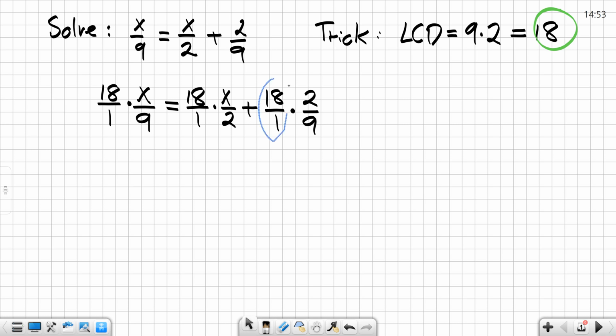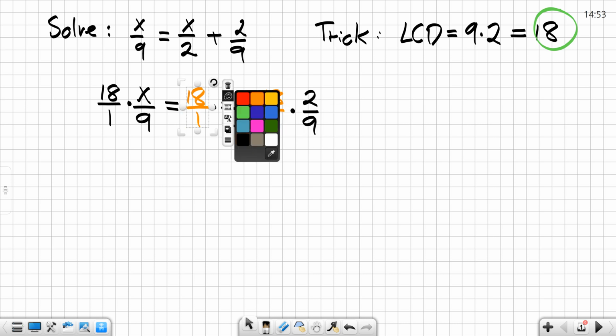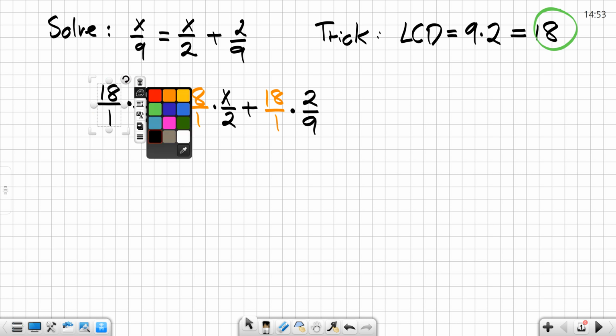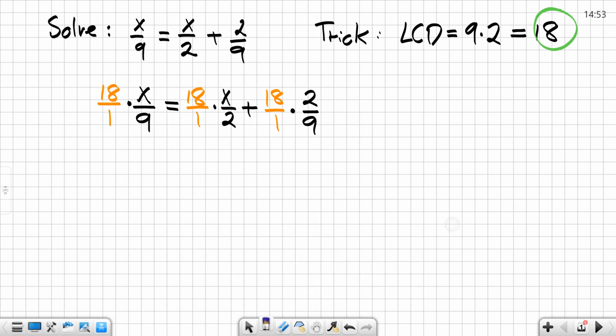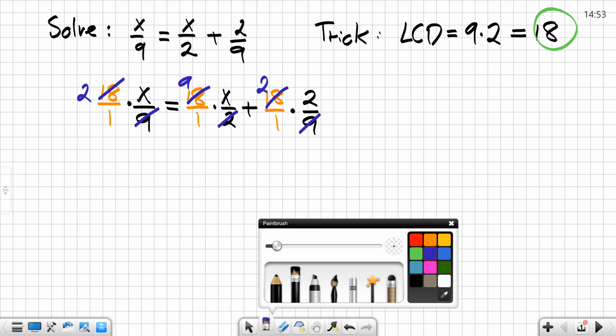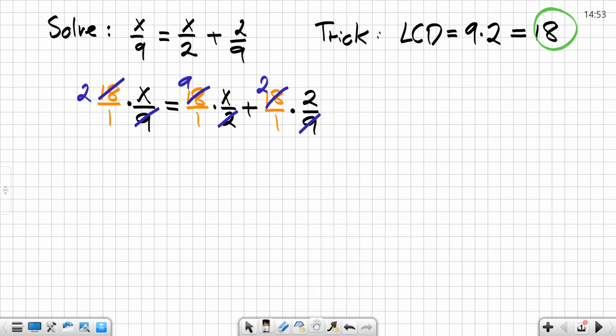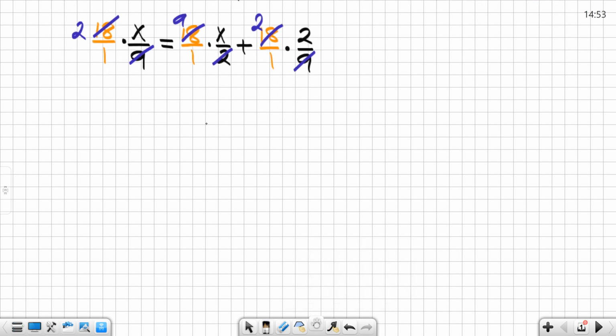All right, let me just color code it real quick. What we have done here: we have introduced a factor of 18 over 1 to both sides. And the reason why we did this is because now I see on the left side 18 divided by 9, that will be 2. 18 divided by 2, that will be 9. And 18 divided by 9, that will be 2 again. So in other words, the denominators are all going to disappear.